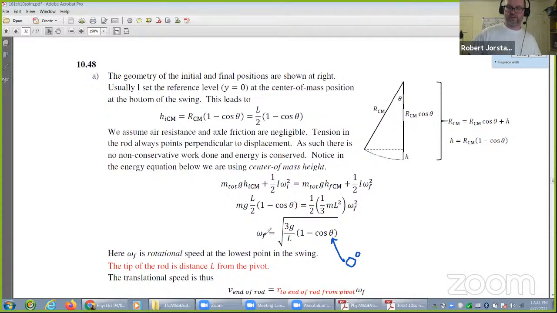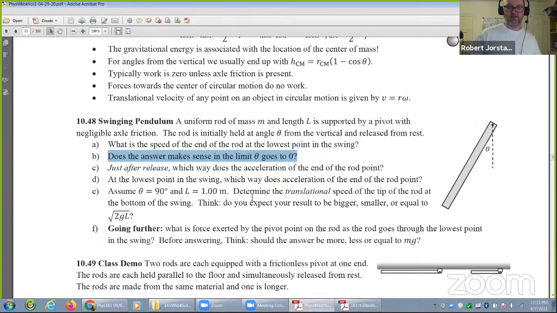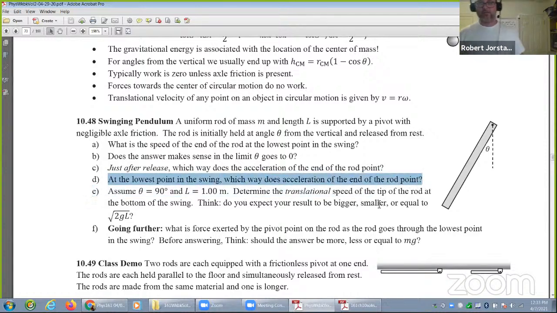We get 0. Okay, so there's another way you could check your work, not just checking the units. Obviously, we could check the units too, but we just did that a minute ago. So I'm going to assume we did that right. Oh, whoops. I skipped part C, but yeah, let's do part D. At the lowest point in the swing, which way does the acceleration of the rod point?